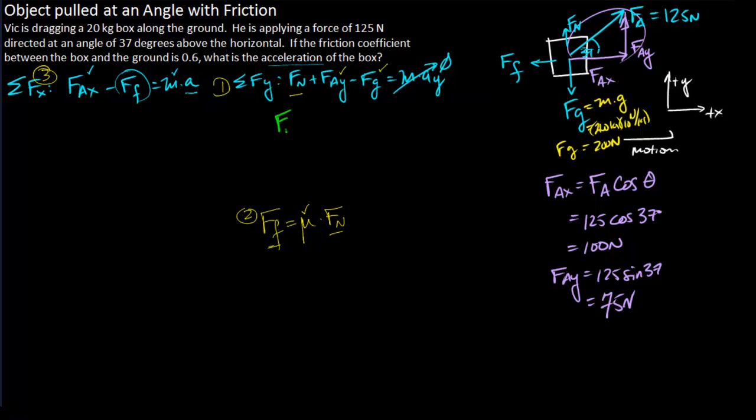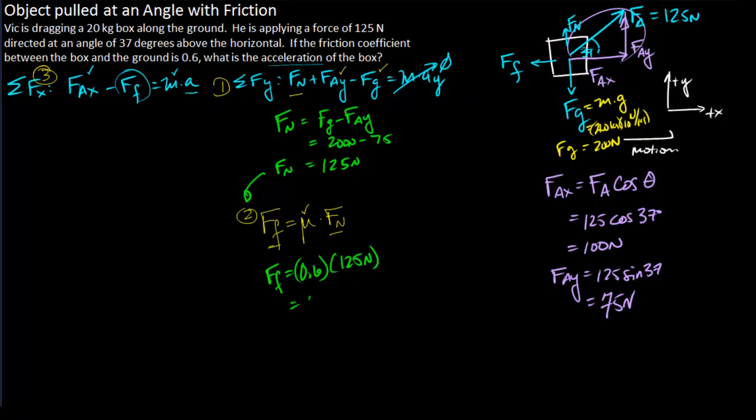Let's see, my normal force equals my gravitational force minus FAY, which is going to be 200 newtons minus 75. My normal force will be 125 newtons. And then use this in my friction equation. So friction will be the coefficient, which is 0.6, times 125 newtons. This gives me a friction force of 75 newtons.